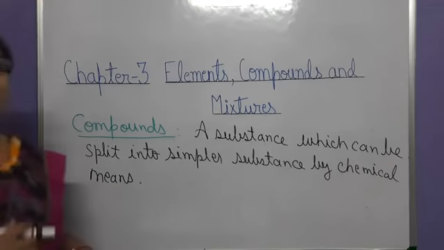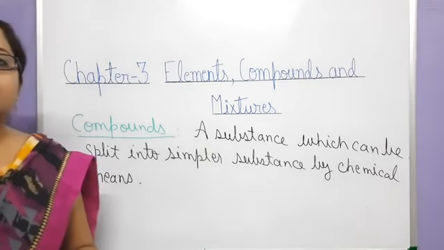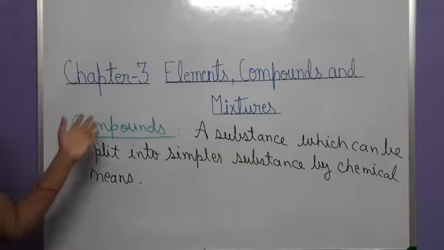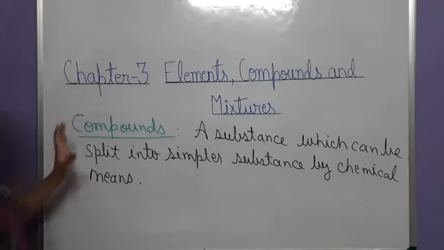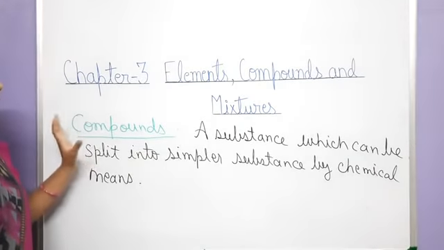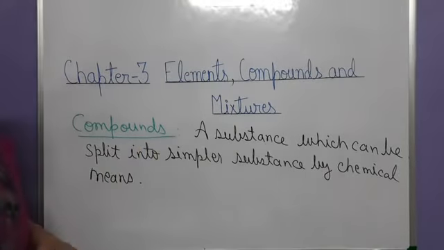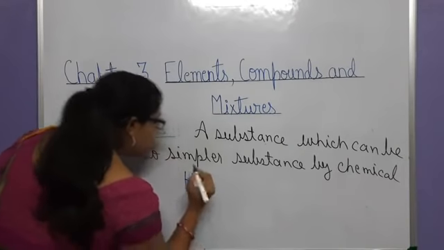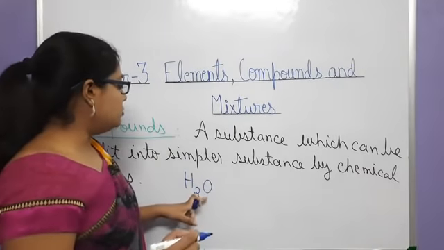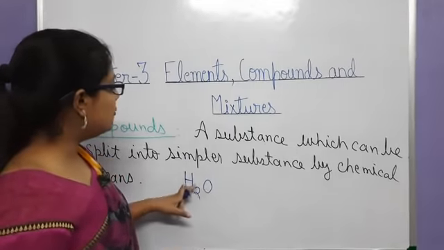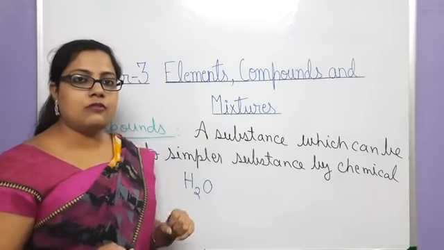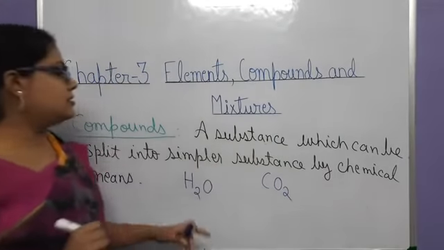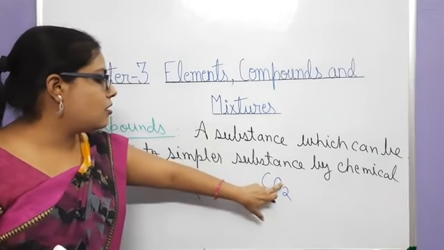Okay, now compounds are formed out of what? They are formed by the combination of various types of elements. Let's study how. Okay, when two or more elements combine, then only compound formation takes place. Let's talk about H2O. H2O is a compound. Okay, now you can see H2O is made out of what two elements? It is made out of hydrogen and oxygen. Similarly, carbon dioxide is also a compound. So it is made out of two elements, carbon and oxygen.